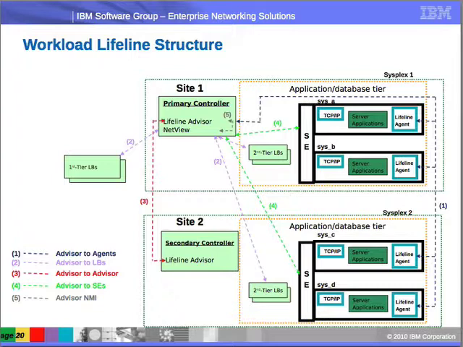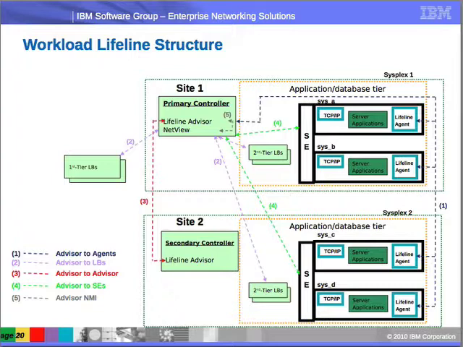Likewise, in this first flow, the advisor to agents flow, if the server applications are no longer there, the agents report back that there are no more server applications available for that workload. That's how the Lifeline advisor can detect a workload failure, and it will surface that up as well. So the support element communication is really for being able to detect site failures.